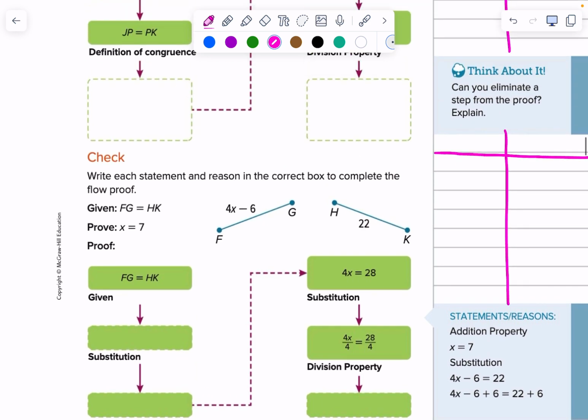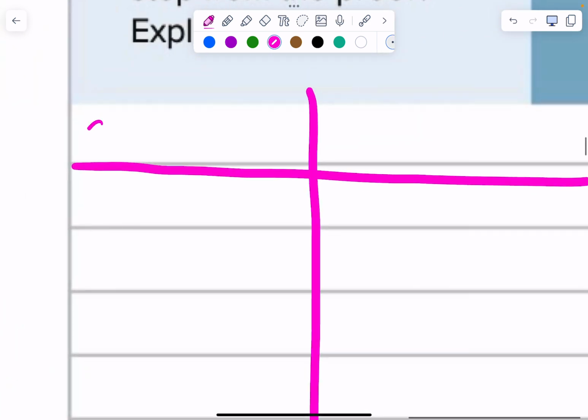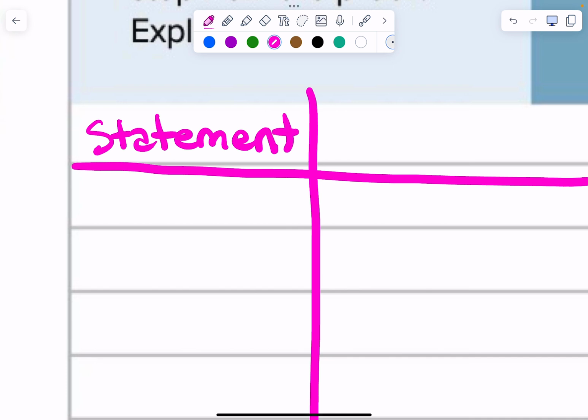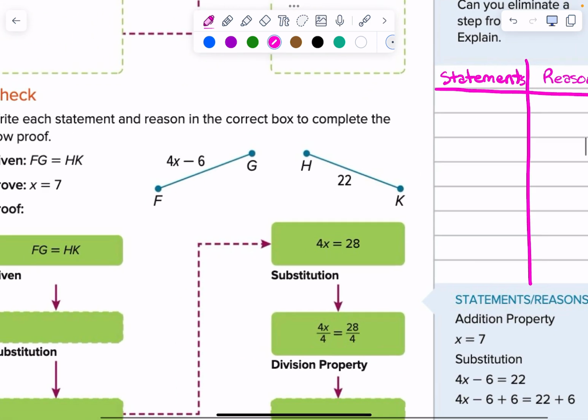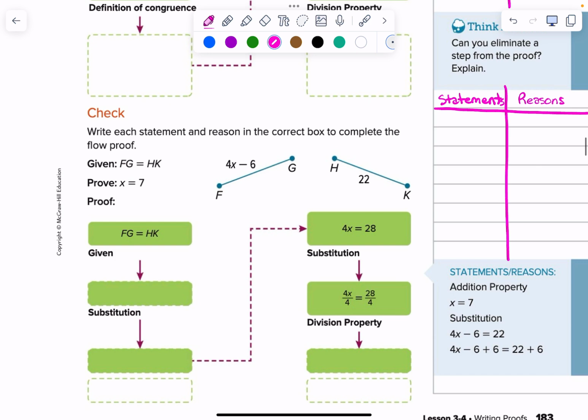What's the left column called? Statements. Put this on your paper, and we're almost done. Go over here. What goes on the right side? Reasons. Okay, every single time you will label it like that. Statements and reasons. Okay.